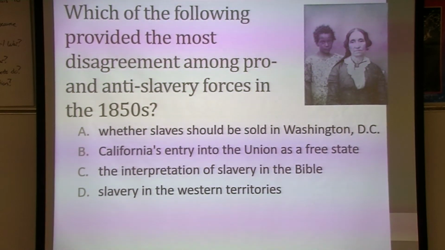Which of the following provided the most disagreement among pro and anti-slavery forces in the 1850s? Notice this is a common theme. Abraham Lincoln disliked slavery, but he did not believe in abolition. His whole political stance in 1860 when he'd run for president was to not have slavery spread to the West.